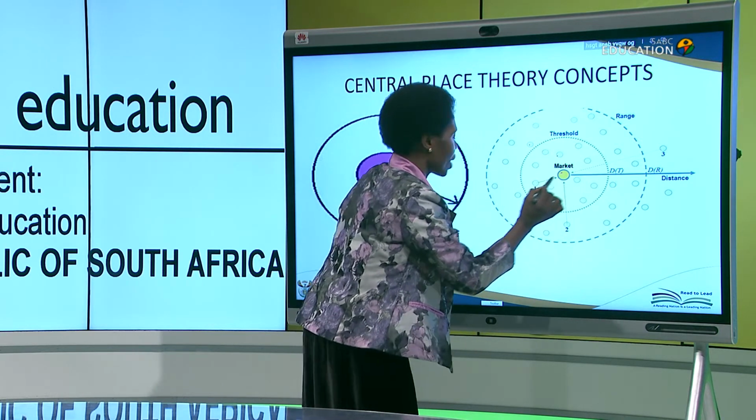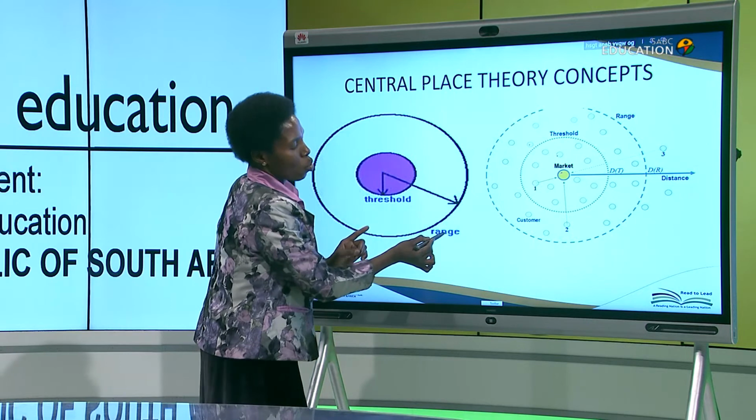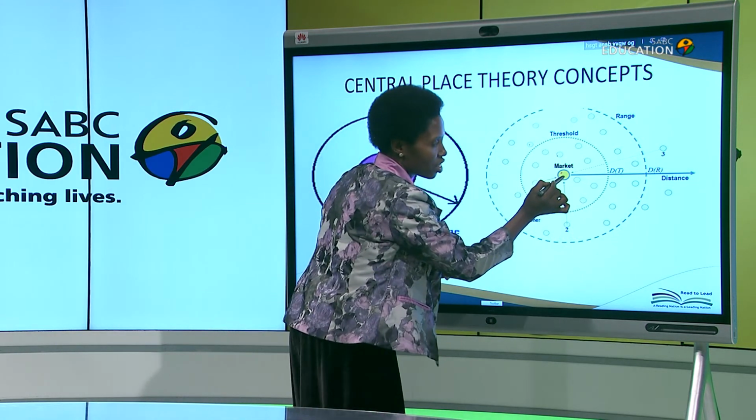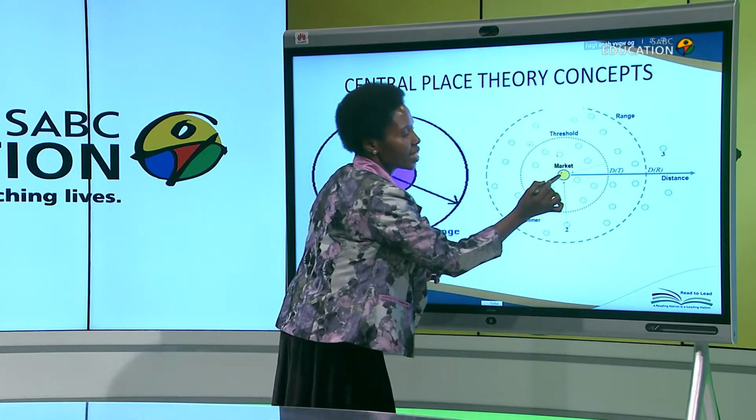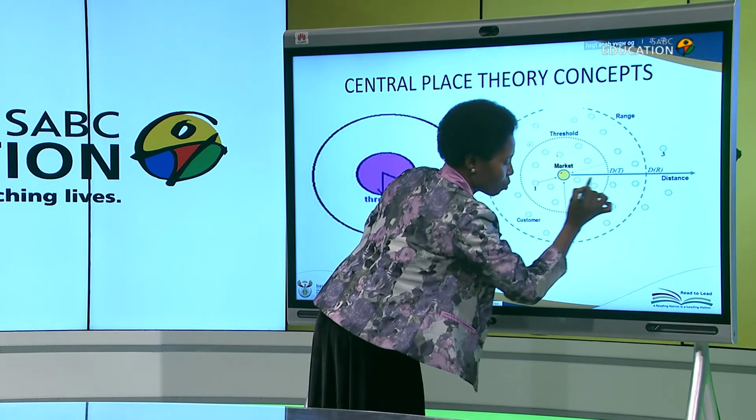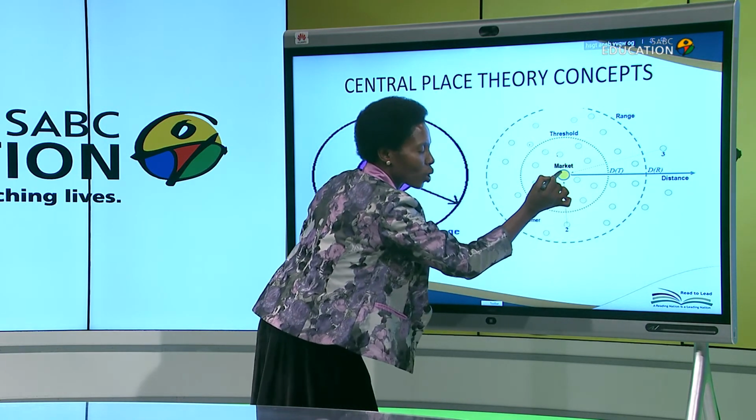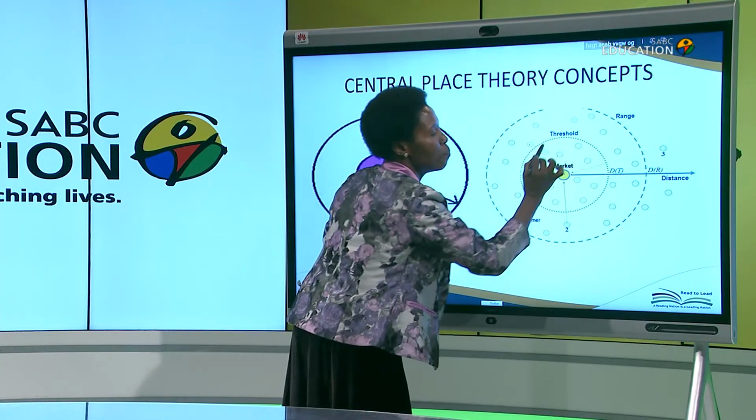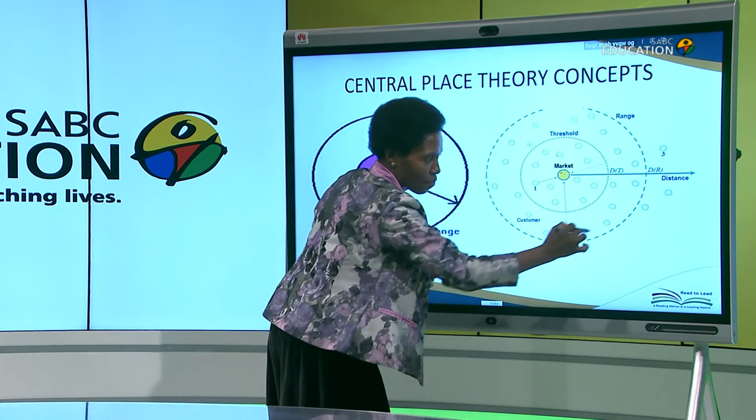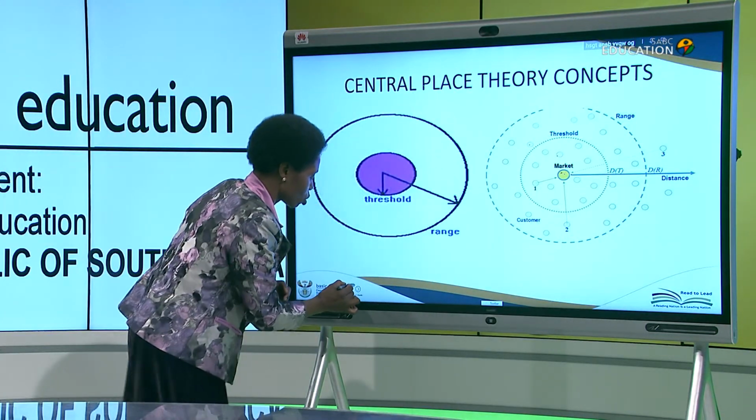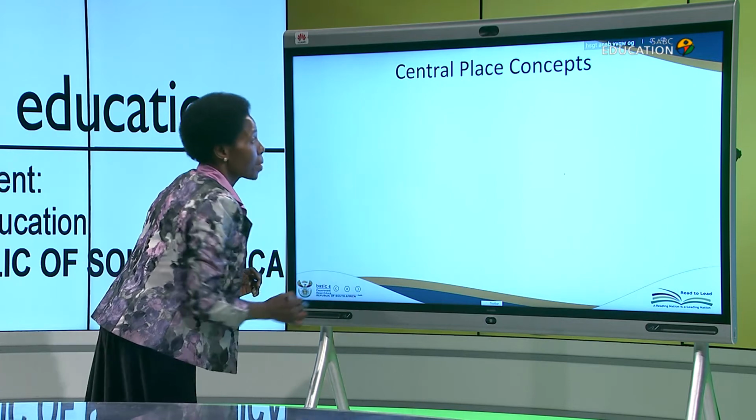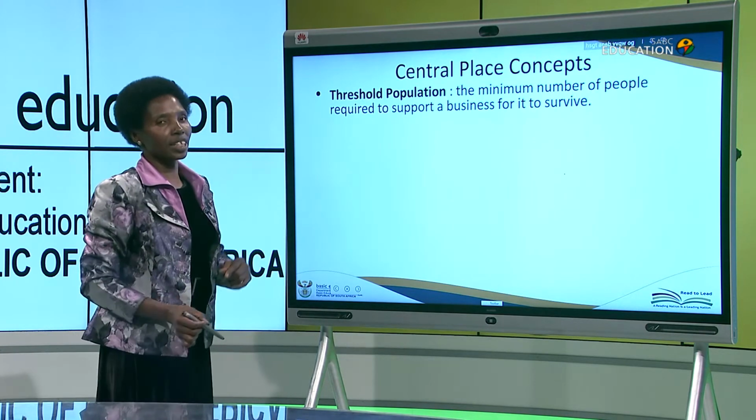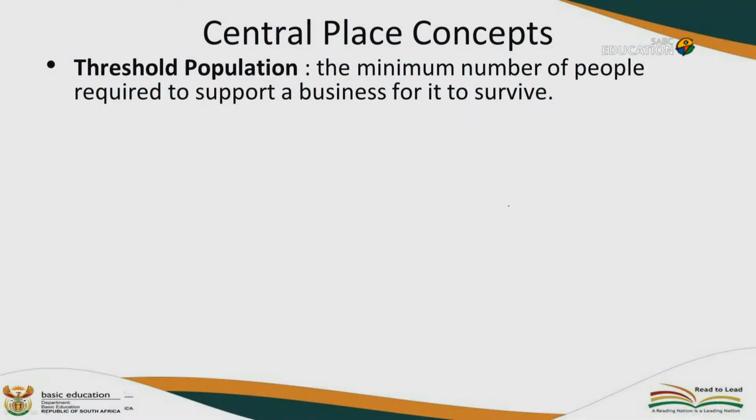Okay, so let us look at, I said we have threshold population, we have range. What is a range? It is a distance that people are willing to travel to come to the market. What is threshold population? These are the people that are supporting the function in that area. Okay, let us look at the definitions. We have the threshold population. As I've already indicated, the minimum number of people required to support a business to survive, not just to be there.